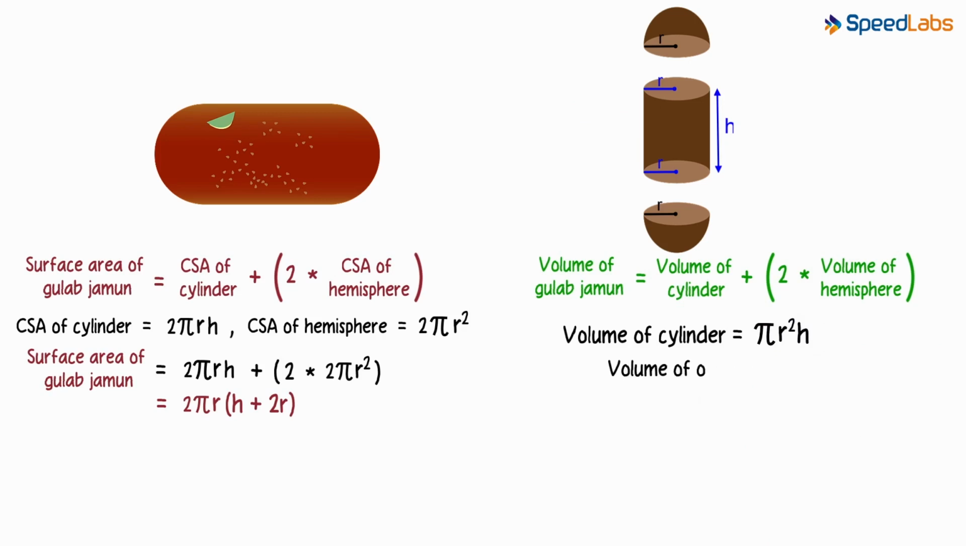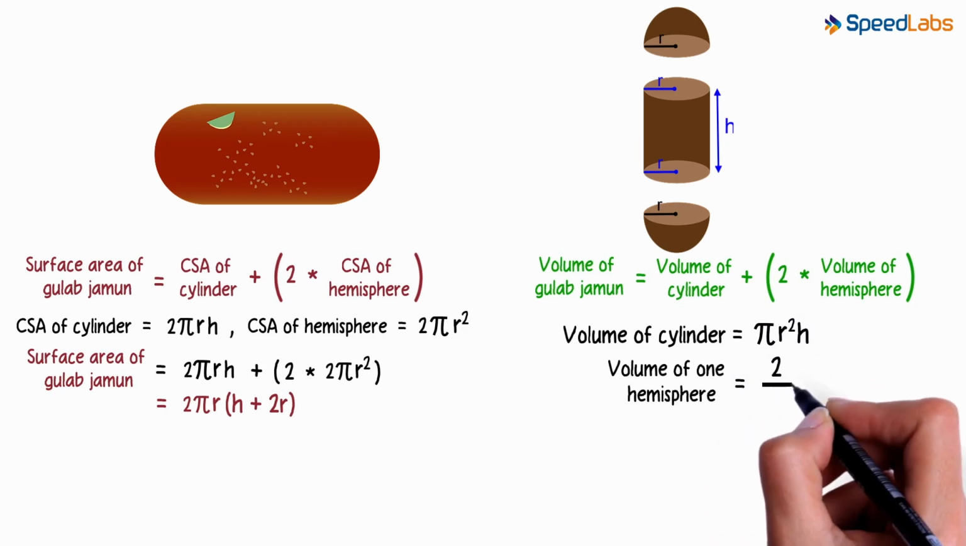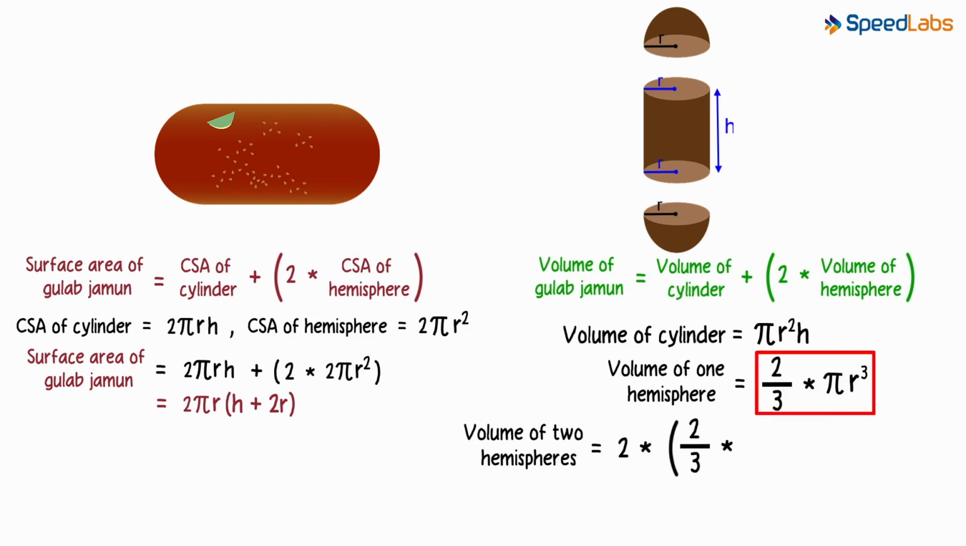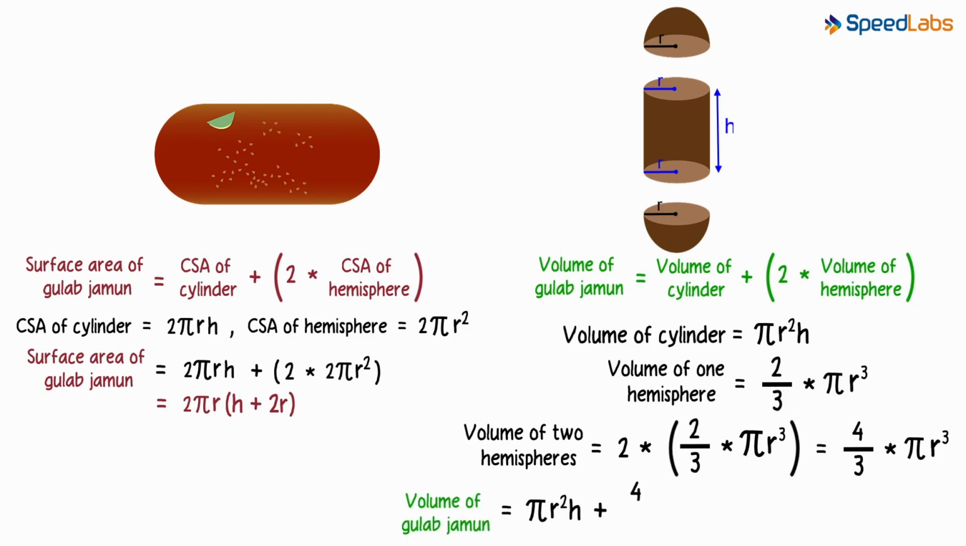What about the volume of a hemisphere? It is 2 over 3 times pi r cubed. We multiply this by 2 to get 4 over 3 times pi r cubed. The volume of our Gulab Jamun will be the sum of these two. So the total volume will be pi r squared times (h plus 4 over 3 times r).